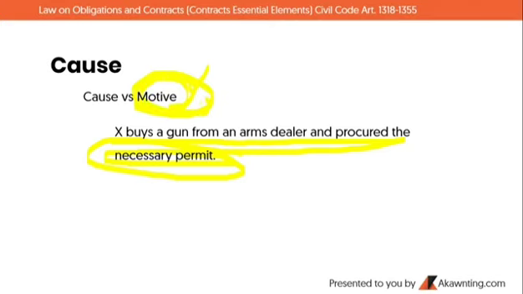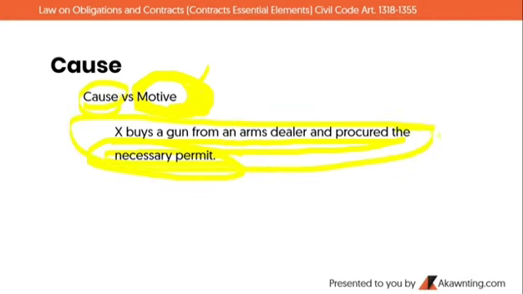However, okay, the motive does not affect the status of the contract. It doesn't matter if the motive is illegal. Okay, wala tayong paki doon. Kahit na illegal yung motive, the contract will remain to be valid because the cause is lawful, which is yun nga. Na-acquire naman yung necessary permit. Tapos, malamang yung arms dealer na to is legal naman siya, okay? So, talagang nagbebenta siya ng baril, okay? So, ayun, yun yung pagkakaiba ng cause and motive.